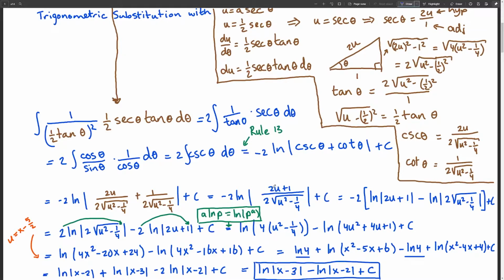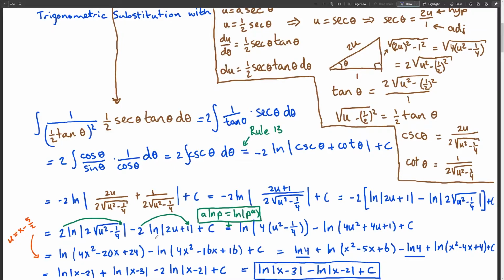Now, what we also see is that there is a negative 2 on the outside and a division inside the logarithm. So the division by the rules of exponents becomes subtraction. So the numerator 2u plus 1 shows up in the first term, and the second term will be the 2 times square root of u squared minus 1/4 from the denominator. And meanwhile, we still have the negative 2 that's being multiplied by both of these terms.